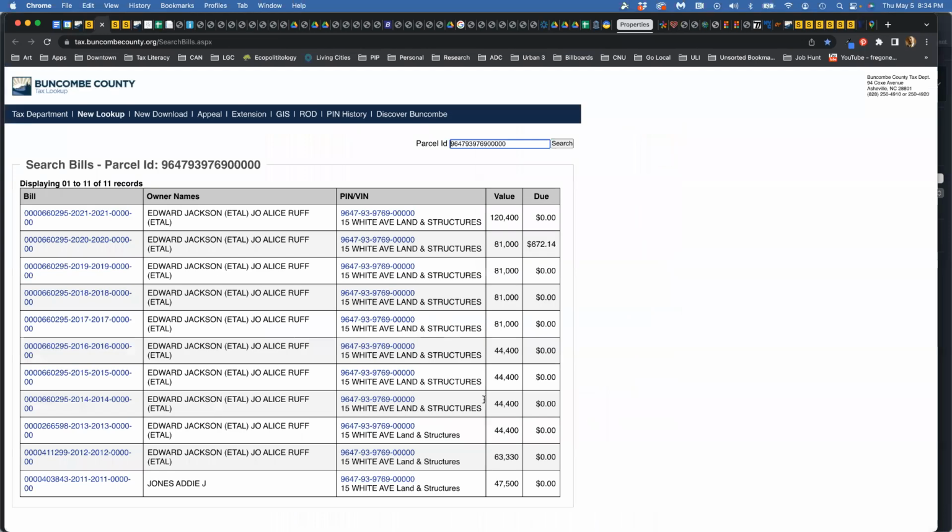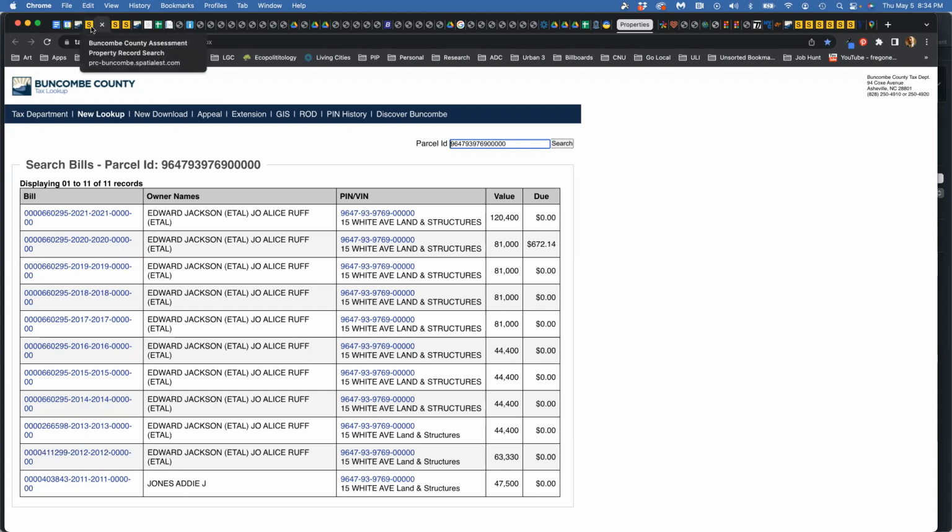Look at the billing. It's gone from 47 to 120,000. So this one's essentially more than doubled in value over that 10-year period. And it's pretty much the same owner the whole time. So it went to 63,000, dropped, and then went up. Now, we won't be able to see when this land transaction happened.